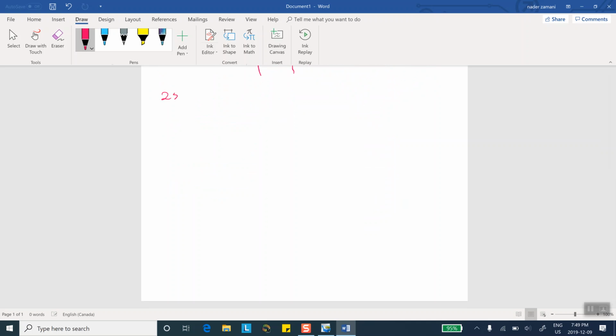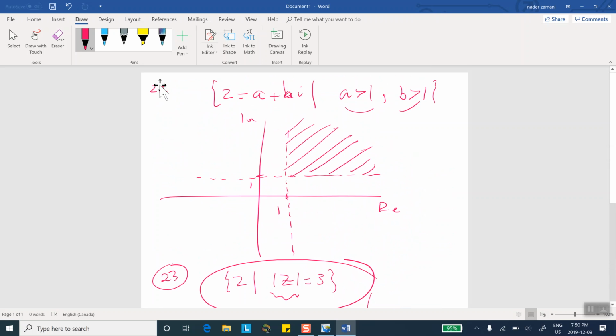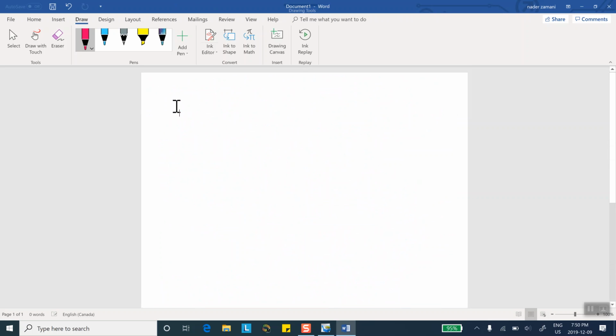Number 23. The set of all z such that the modulus of z is equal to 3. Now remember, modulus of z is the distance from z to the origin. So if you take a point here, this distance, we're saying it's equal to 3. If you look at all the points with distance 3, basically you have a circle of radius 3. This circle of radius 3 represents that set. Okay, let's do number 24.